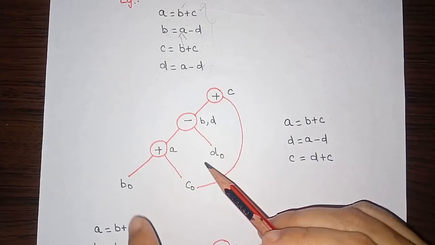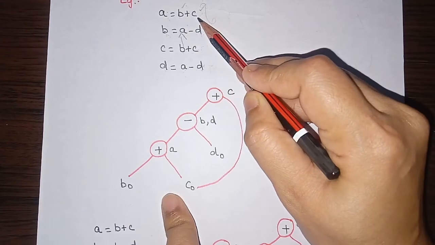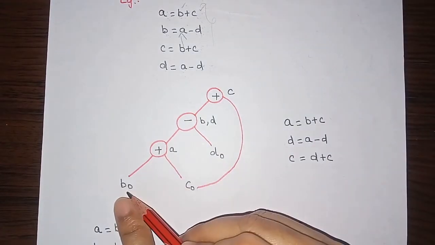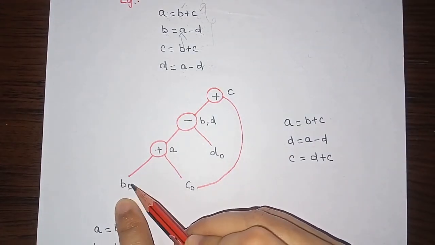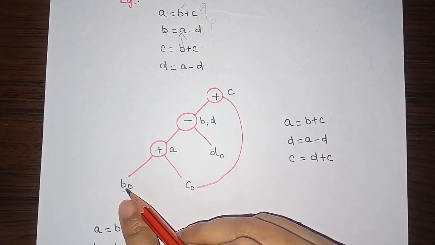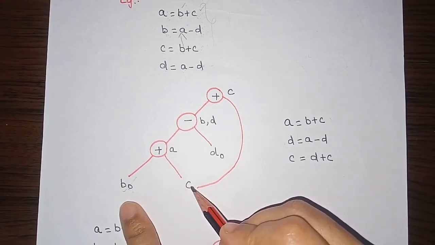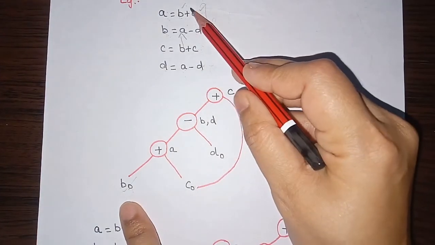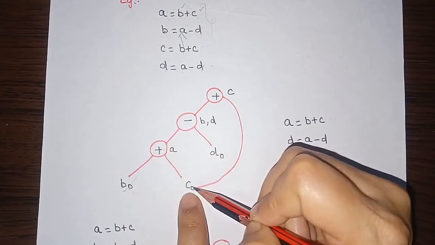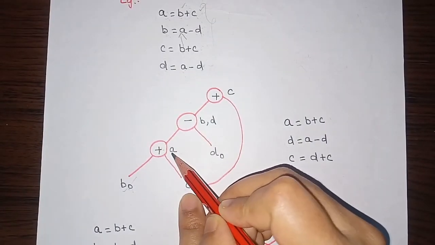When you look at this DAG, initially, starting from the first instruction, we have b plus c. For that b plus c, b is the initial value and c is the initial value. To mark them as initial values, we represent them with a naught, that is 0: b naught and c naught. After that we have the operator plus, which is taken as a node here. So we are performing b plus c and the result will be stored in a. Now this node is assigned to the variable a.